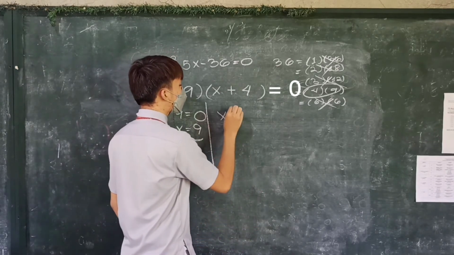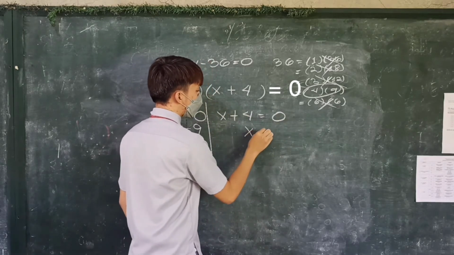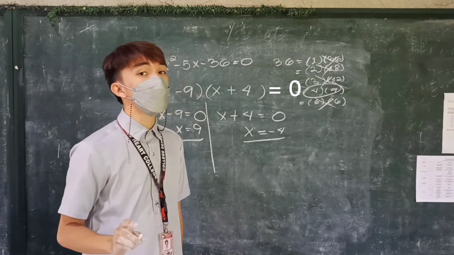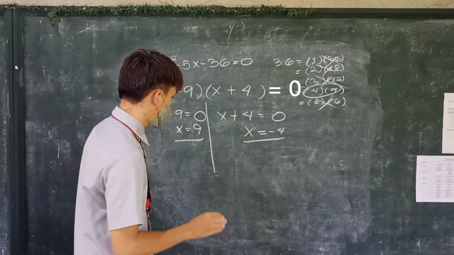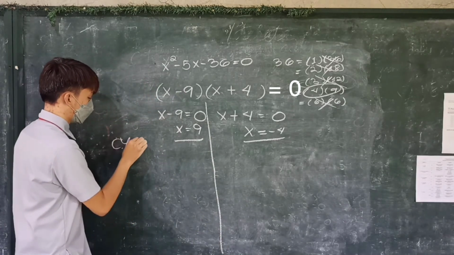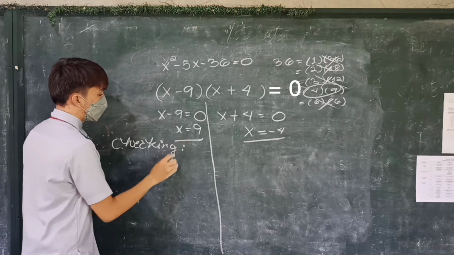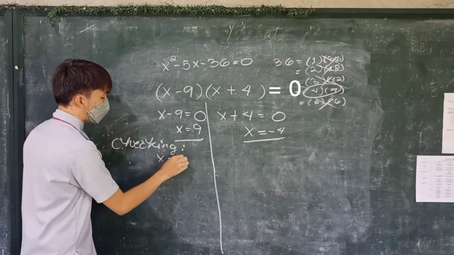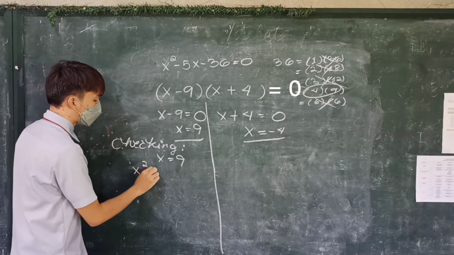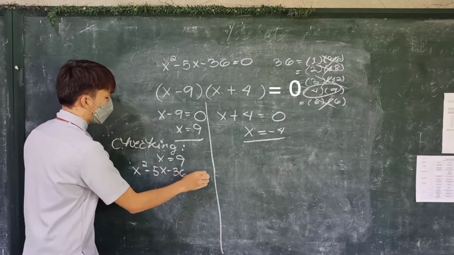Next we have x plus 4 equals 0. It is x equals negative 4. So the second value of x is negative 4. Now it's time to do the checking. First we have x equals 9. So the given quadratic equation, we have x squared minus 5x minus 36 equals 0.